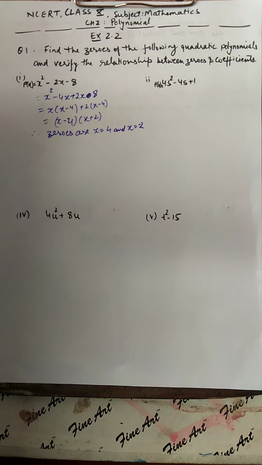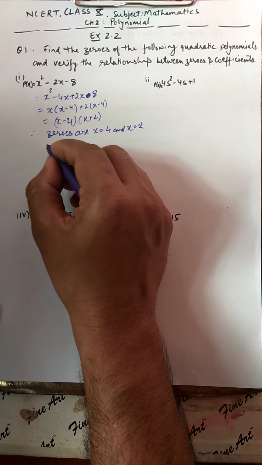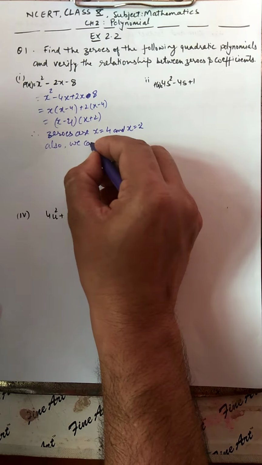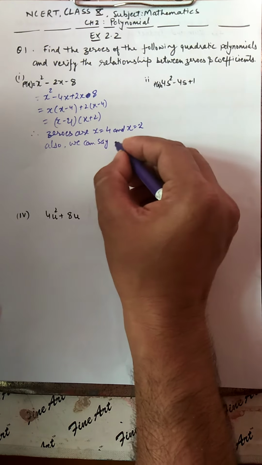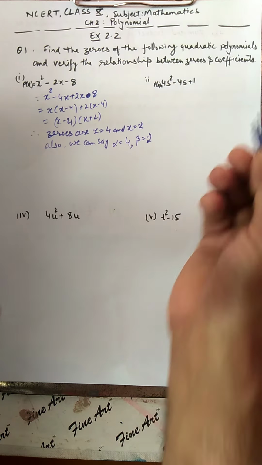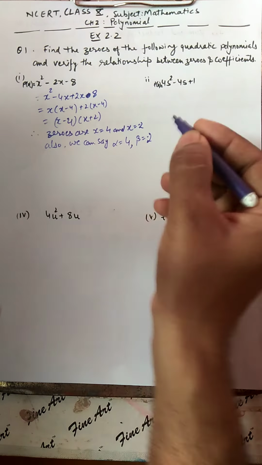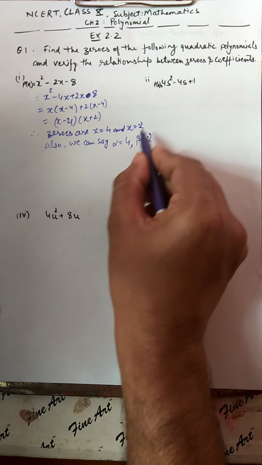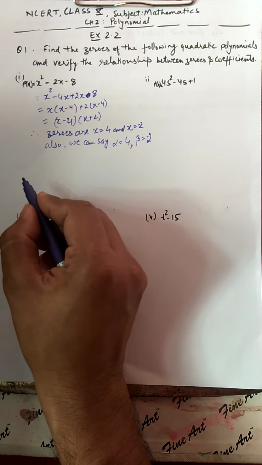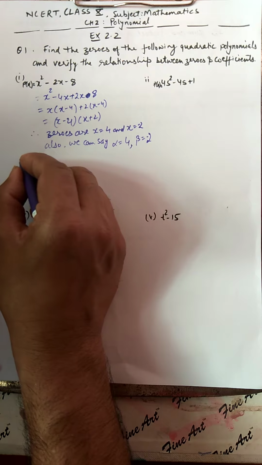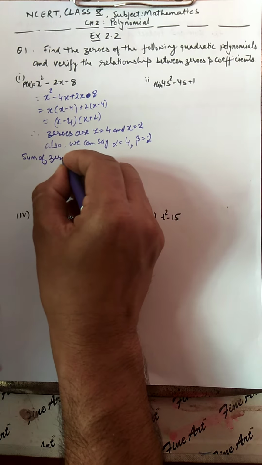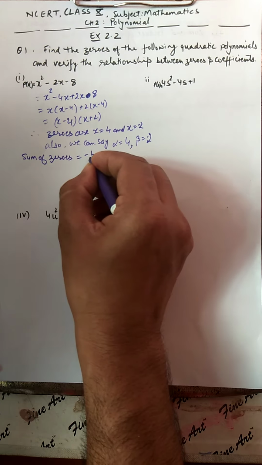We can also say alpha equal to 4 and beta equal to minus 2. Now the first part we have done, that we have found the zeros. Now the next part is that we have to verify the relationship, and the relationship is that the sum of zeros equal to minus b by a.